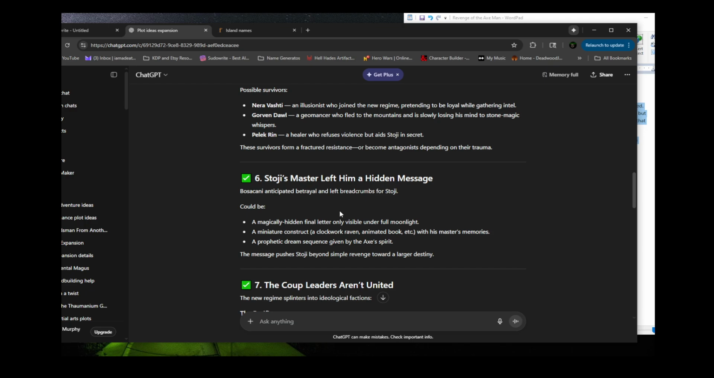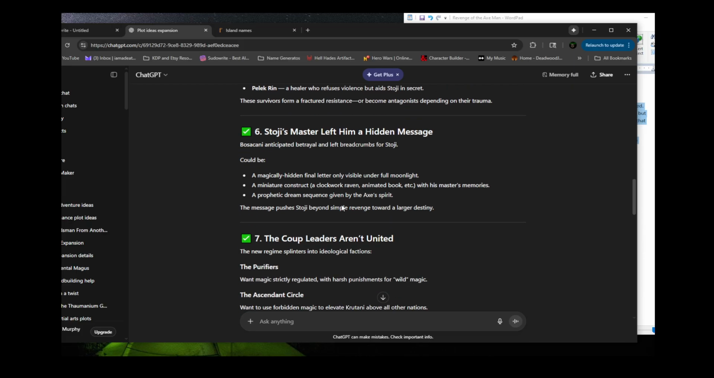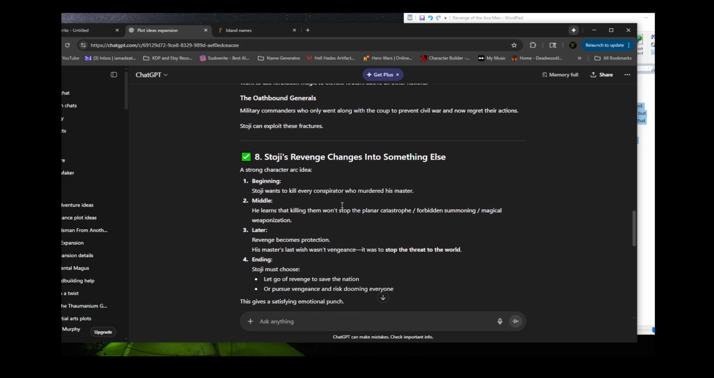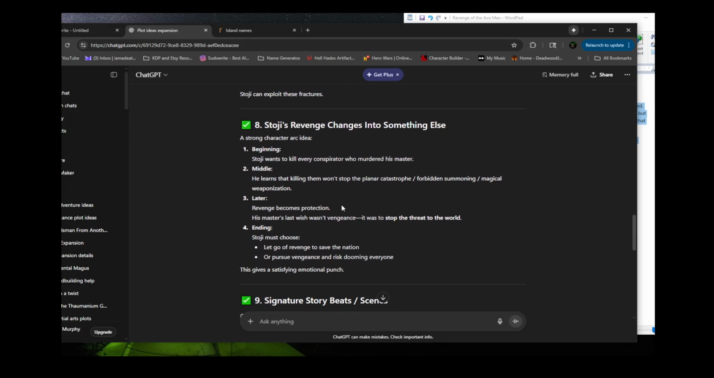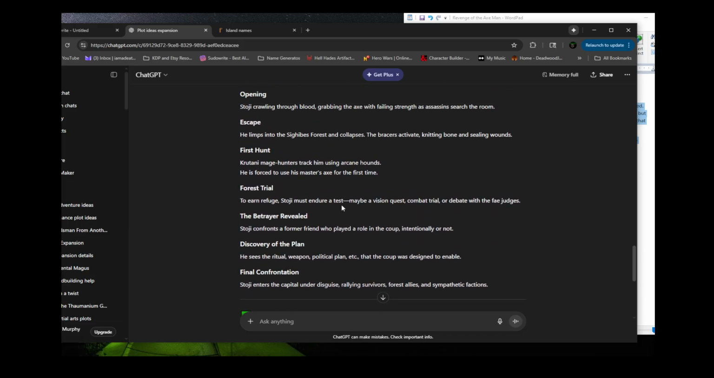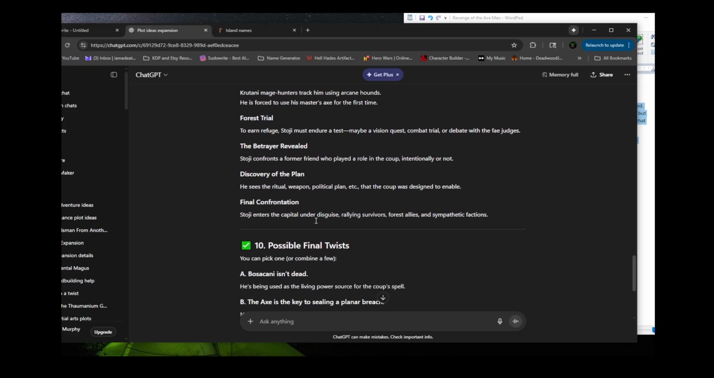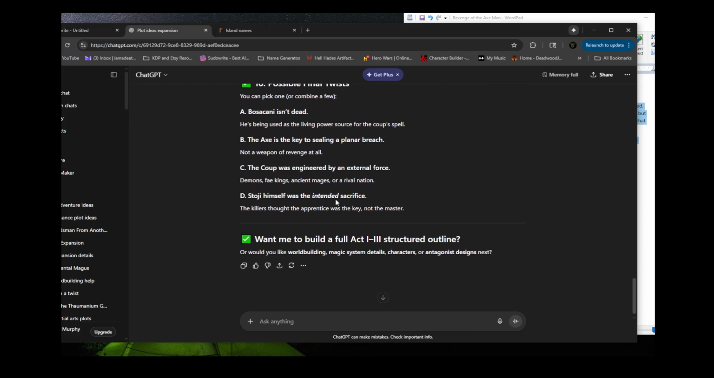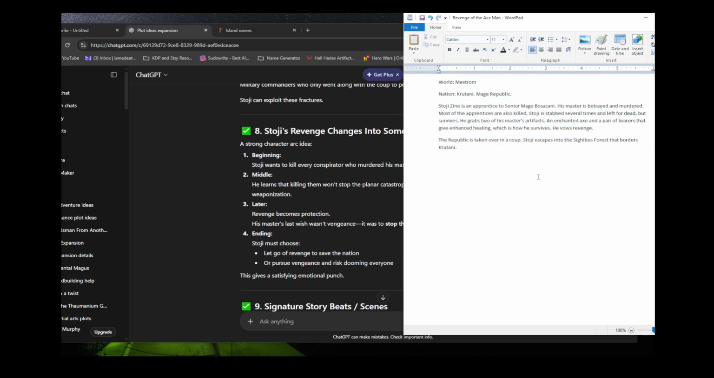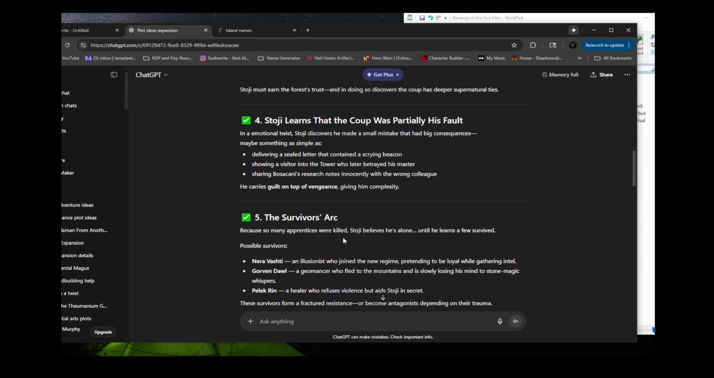Master left him a hidden message. Okay. The coup leaders aren't united. I like that. The revenge changes into something else. That could be an interesting way to go. And then it gives us some possible story beats and then some different twists and things that we could work with. So let's look through here and see what we want to keep and what we want to discard.